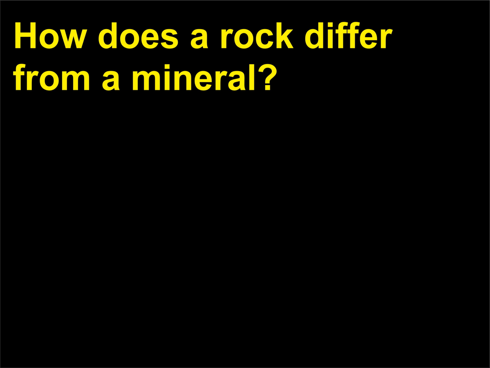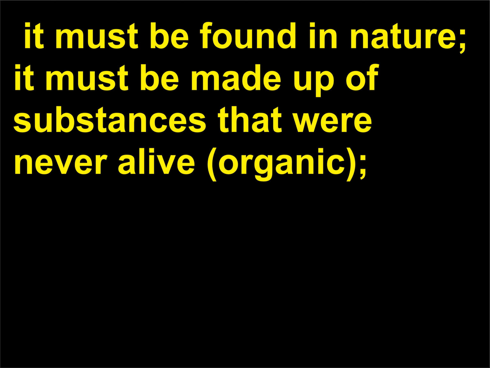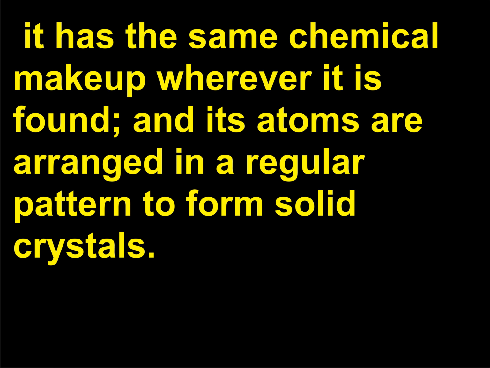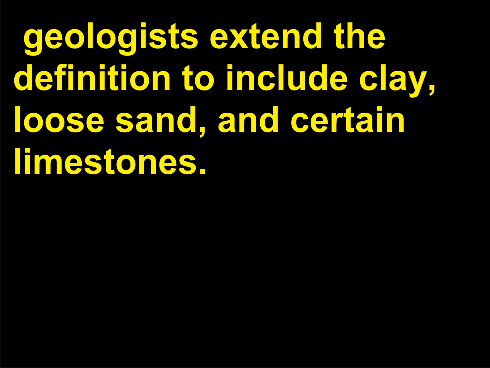How does a rock differ from a mineral? Mineralogists use the term mineral for a substance that has all four of the following features. It must be found in nature, it must be made up of substances that were never alive, organic. It has the same chemical makeup wherever it is found, and its atoms are arranged in a regular pattern to form solid crystals. Although rocks are sometimes described as an aggregate or combination of one or more minerals, geologists extend the definition to include clay, loose sand, and certain limestones.